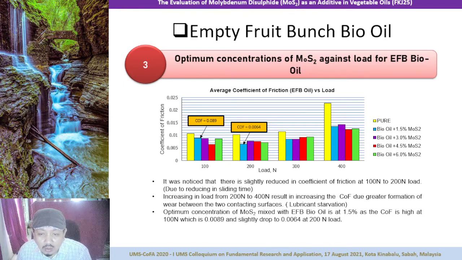Increasing the load from 200 Newton to 400 Newton results in an increase of COF, with greater formation of wear between the two contacting surfaces because of lubrication starvation. The optimum concentration of MoS2 mixed with EFB oil is 1.5%, where the COF is high at 100 Newton, at 0.0089, and slightly dropped to 0.0064 at 200 Newton.